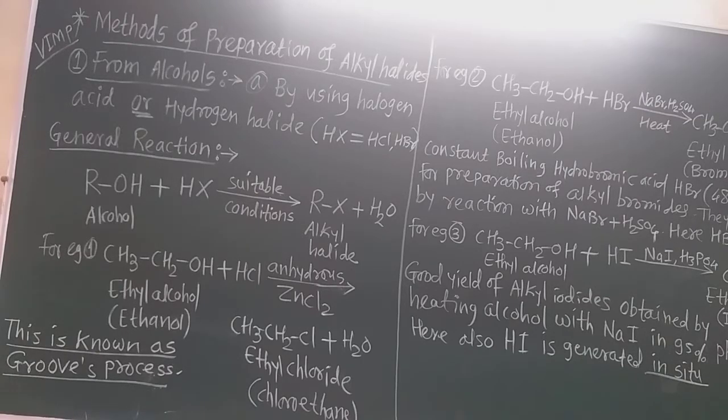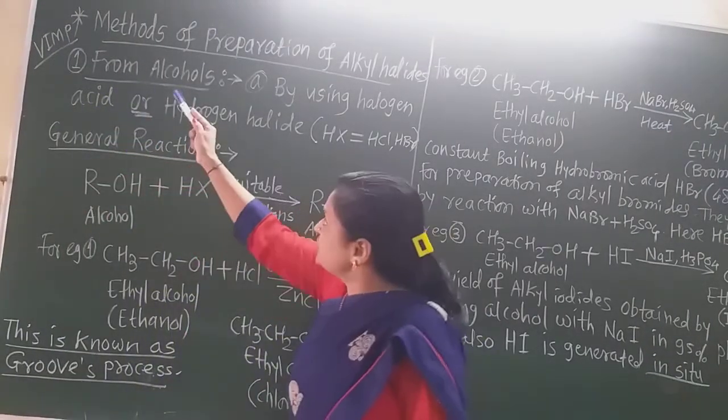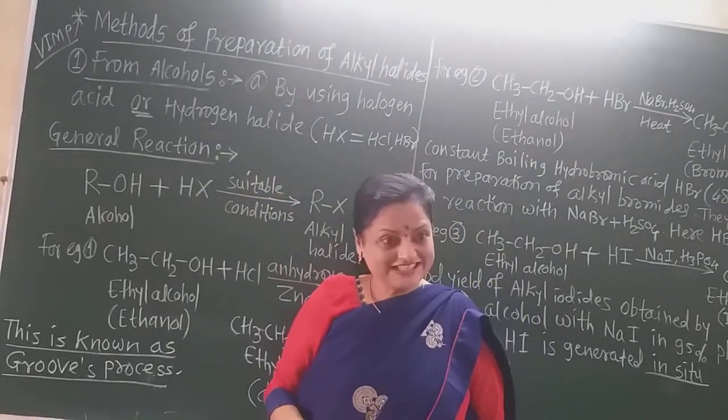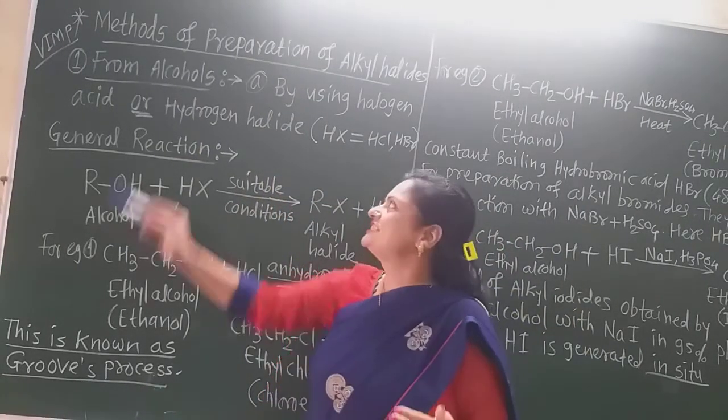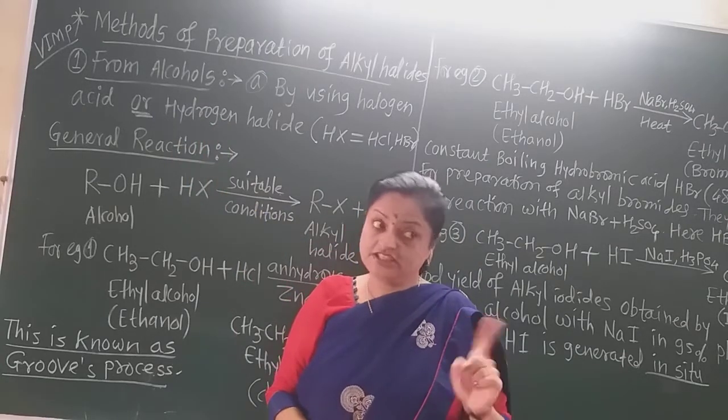Now see how vast this topic is. The methods of preparation of alkyl halide is a very vast topic. There are main methods, and within each main method there are again so many methods. The main method of preparation of alkyl halide is from alcohol, that is, the main reactant is alcohol. But in that first method, there is again a, small a. That means this is a sub-method of this first method, from alcohol. Understand this. This is very important.